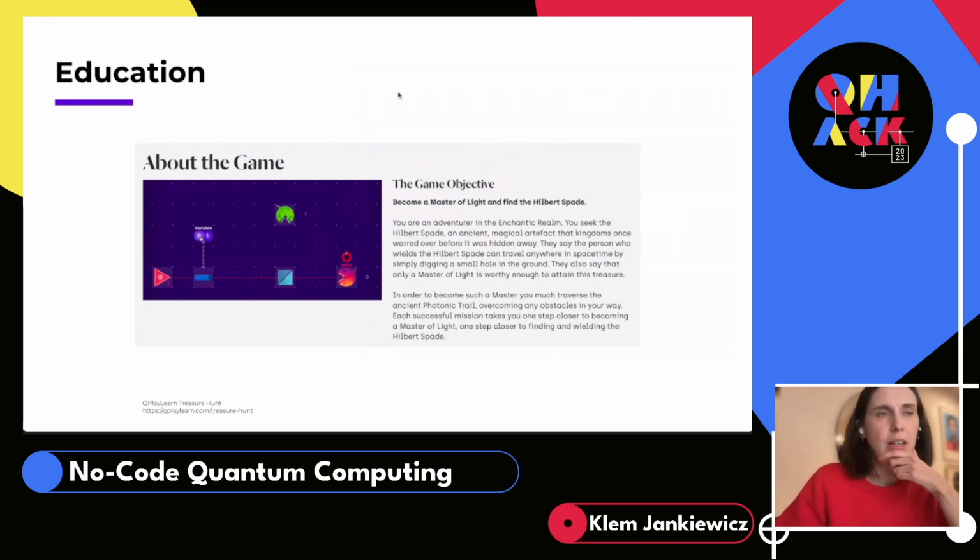But the lab is also used in less serious environments than only universities. For example, QPlay Learn built a game called Treasure Hunt where they use our tool. It's a game about quantum physics, and they use our tool for certain quests there.